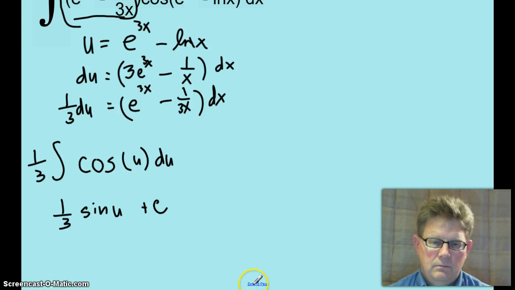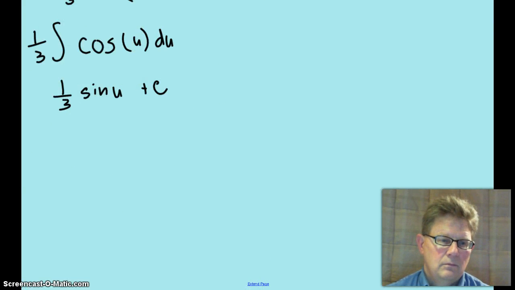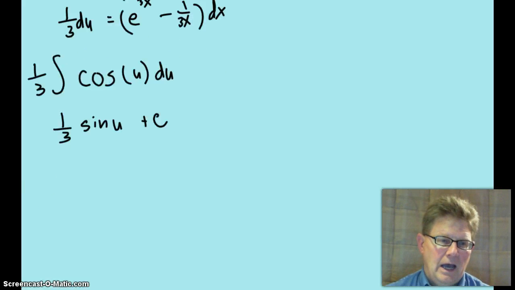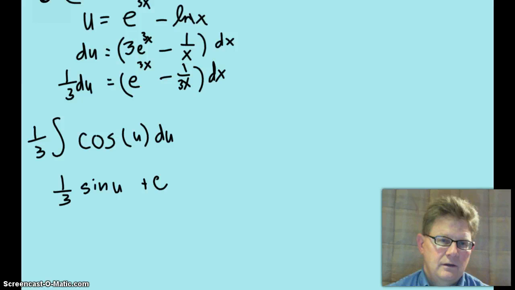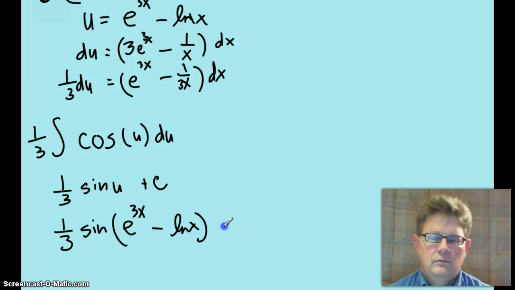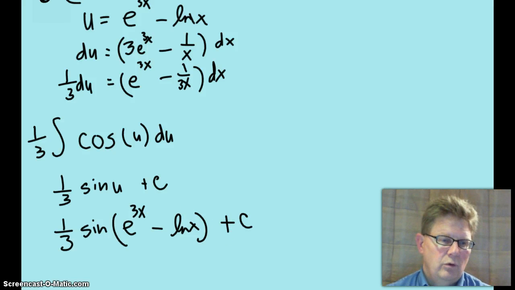Substitute back in. There's my u. 1/3 times the sine of e to the 3x minus ln of x plus some arbitrary constant. Boy, I'm making this look a whole lot easier than it is, folks.